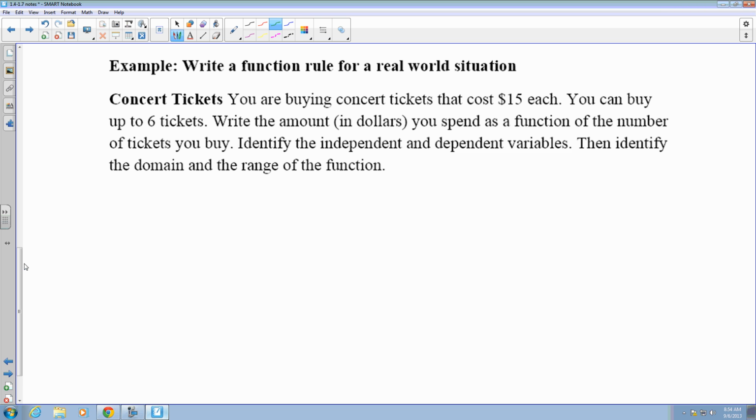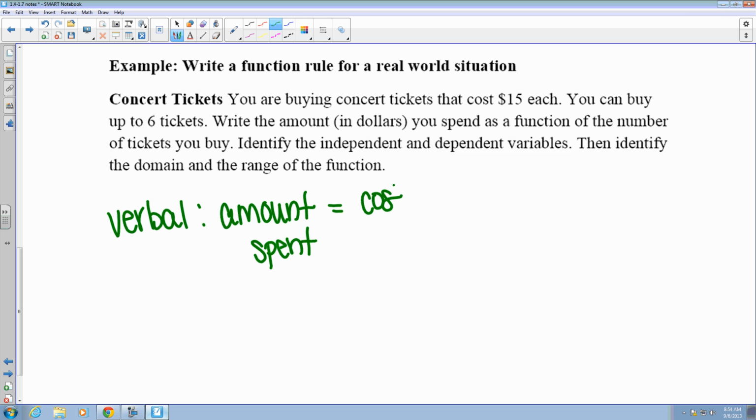So first we're going to set up a verbal expression, a verbal sentence, using the words first, no numbers. We're worried about the amount that we spent, our total spent. Our amount spent is however much the tickets cost times however many we buy.